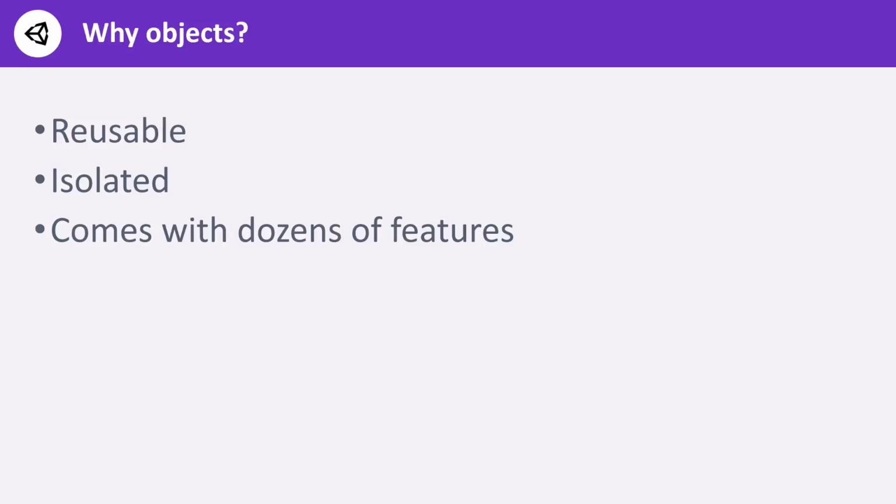Objects allow your code to be reusable and isolated. Dozens of features come with objects that allow for interesting design patterns to be implemented. These patterns make it easier to manage your games. The price of object-oriented programming is the learning curve. It can be difficult to wrap your head around some of the concepts. Lucky for you, you're taking this course.